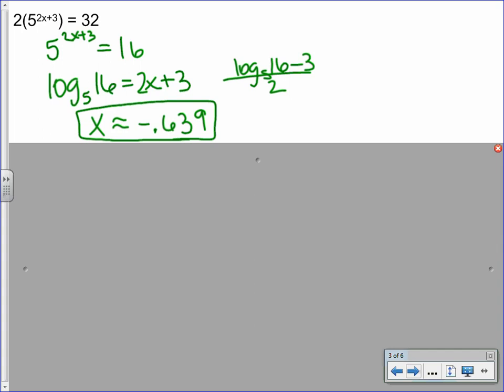Biggest thing here, make sure you isolate your base to the power with the exponent before you rewrite it into logarithmic form.